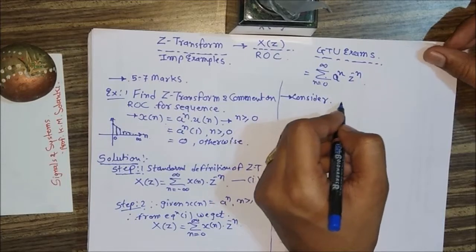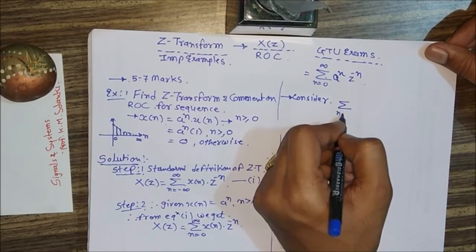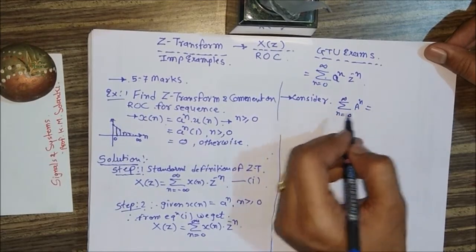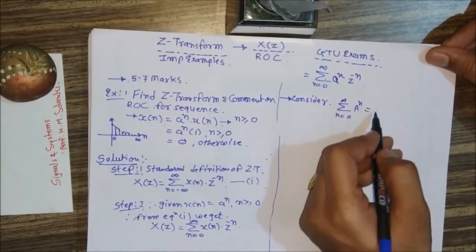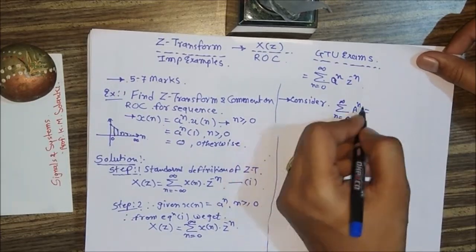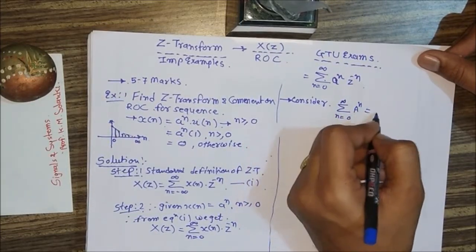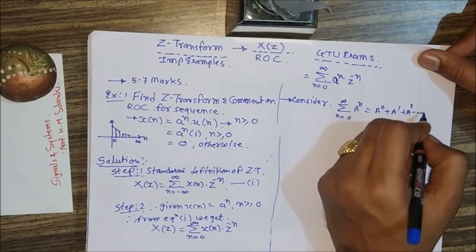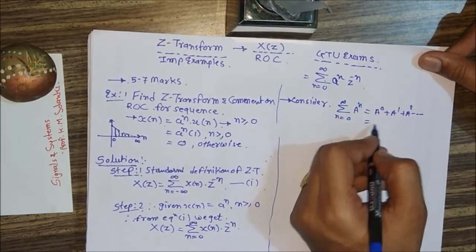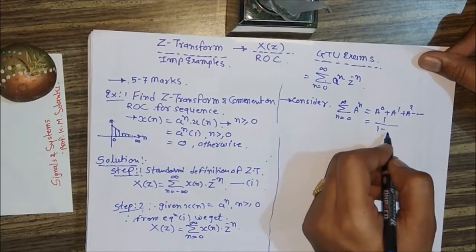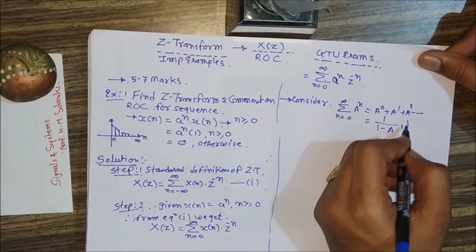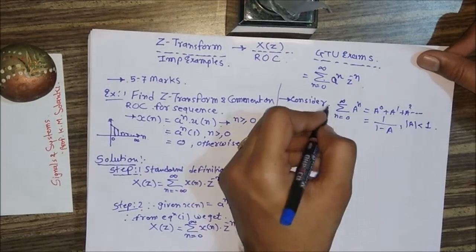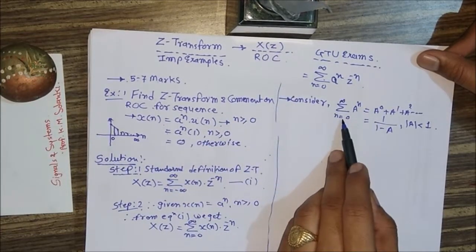If the power series goes from 0 to infinity, in the format a raised to n, then the absolute summation of this type of series, when we put 0, that is a raised to 0, then a raised to 1, then a raised to 2, and so on up to infinity, gives the summation 1 upon 1 minus a, with the condition that mod a must be less than 1. So this is the solution of an a raised to n type series.